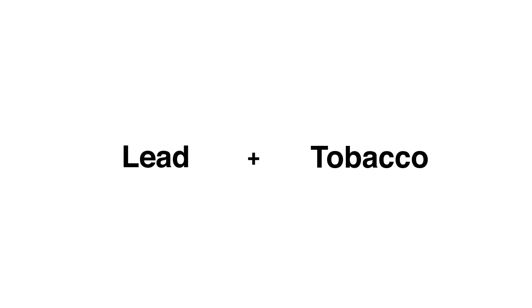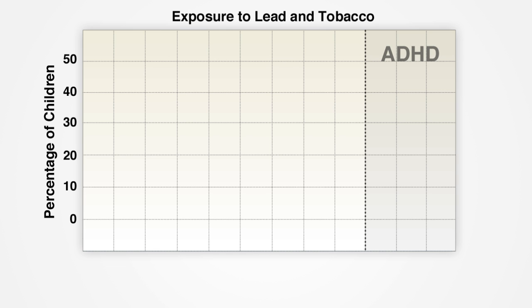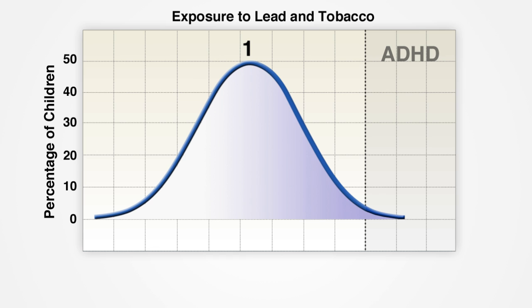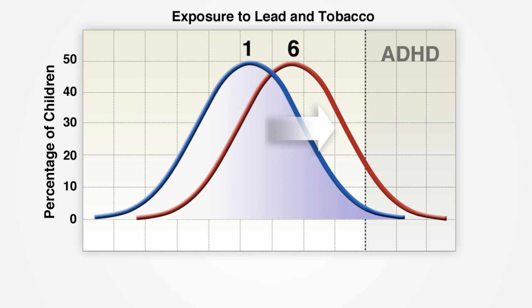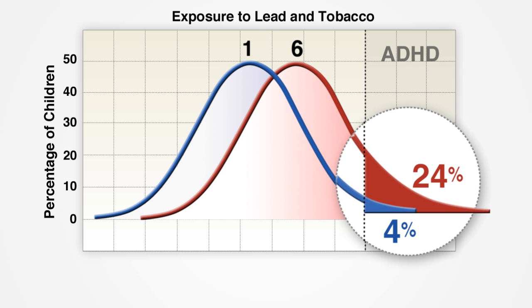Sometimes risk factors act independently. In other cases, like with lead and tobacco, they can magnify the impact of each other. This is called the synergistic effect. A child who has low lead exposure and wasn't exposed to tobacco typically exhibits 1 ADHD symptom. In contrast, a child who has higher lead exposure and was exposed to tobacco exhibits 6 symptoms. 4% of children who have neither exposure have ADHD, whereas 24% of children with both exposures have ADHD.